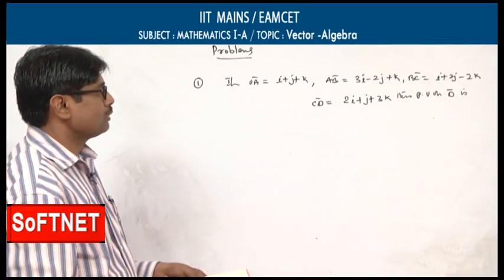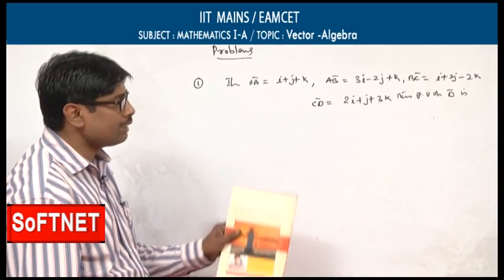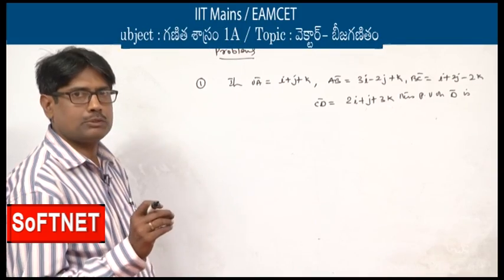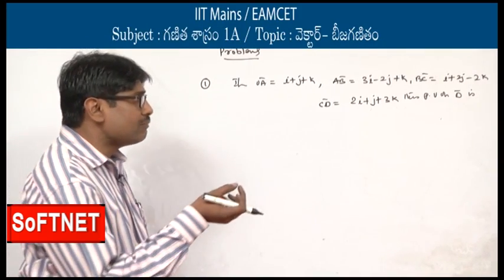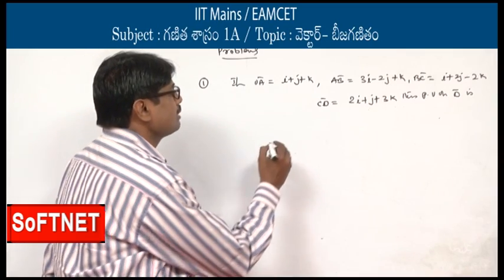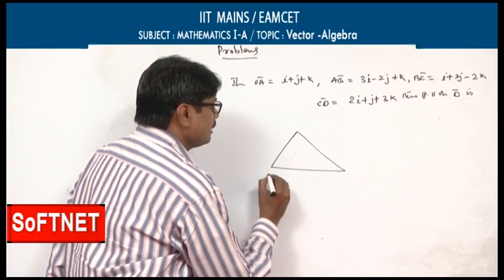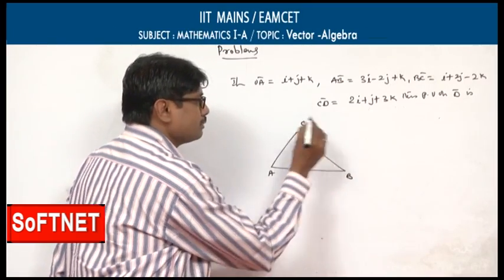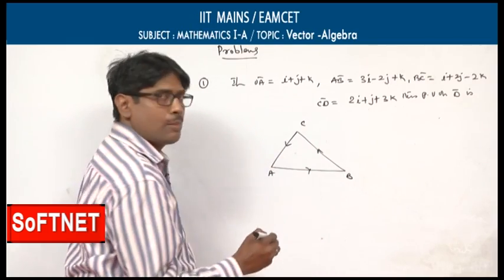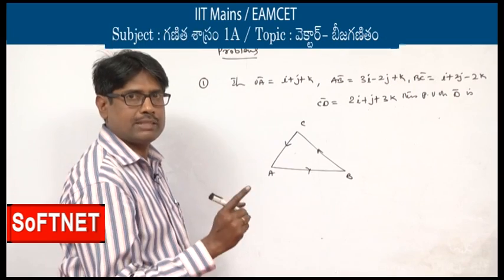OA bar is equal to AB bar is equal to BC bar is equal to CD bar, then tell me the position vector of D bar. A small concept to be discussed: in every closed polygon, the vector sum is 0. For example, construct a triangle ABC. A to B is the direction, B to C and C to A. This is a closed polygon.